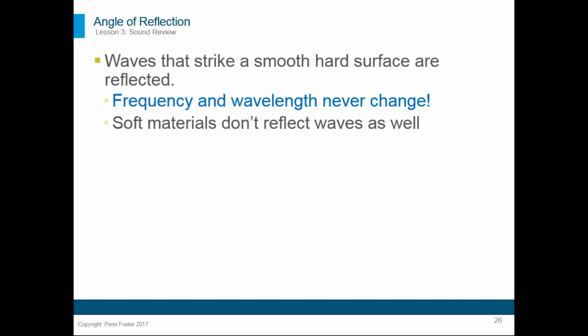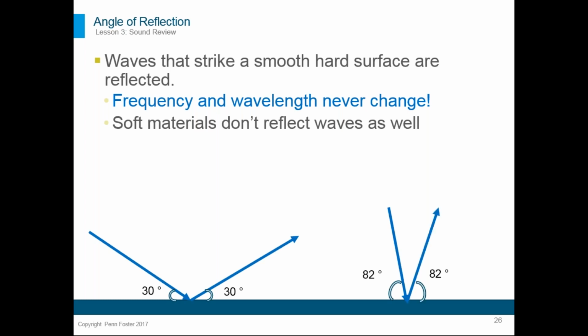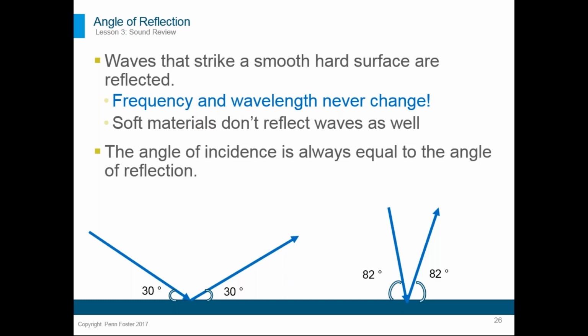And the other thing that doesn't change is the angle. So if you have a wave hitting a surface at a 30-degree angle, it reflects at a 30-degree angle. If the incident wave is 82 degrees, it's going to reflect at 82 degrees. So the way that we write this is by saying the angle of incidence, so that's the angle that it hits the surface at, is always equal to the angle of reflection.